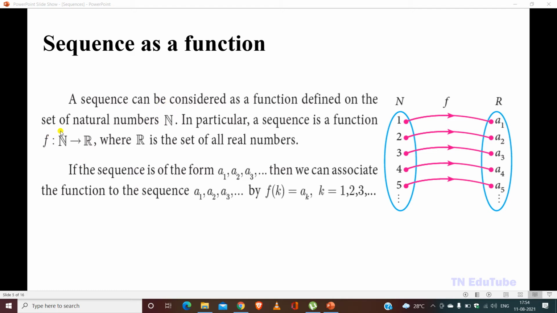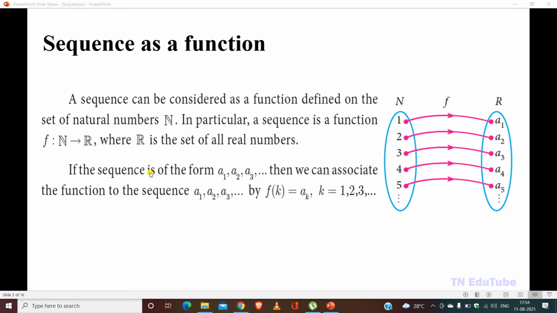A sequence is defined on the set of natural numbers. The domain set is the set of natural numbers. Then the sequence is considered as a function, with the domain set being the natural numbers. That means it is 1, 2, 3, etc.